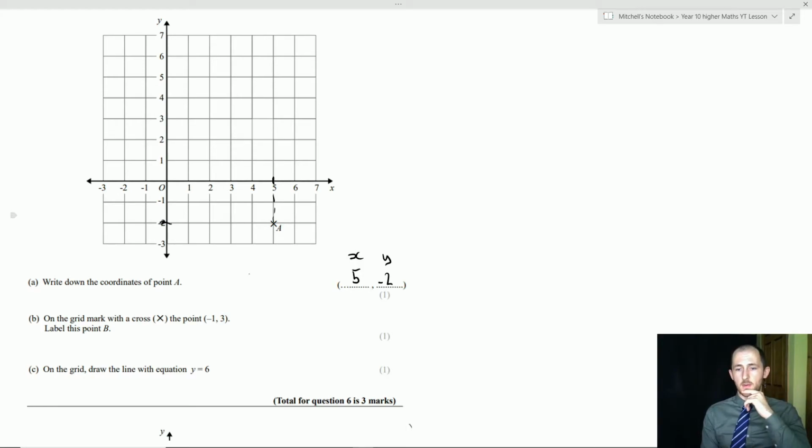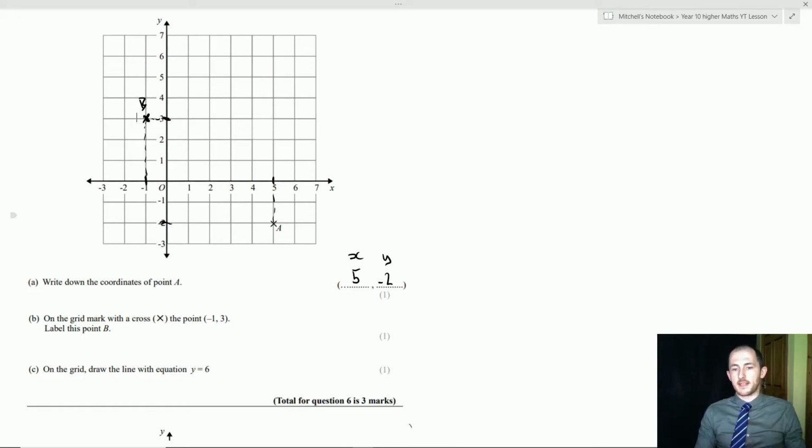So on the grid, mark with a cross the point -1, 3. The way we do this is we look up where -1 is, which is here along the x-axis. Then look where 3 is along the y-axis, which is up here. Okay? So then all we do is draw a dotted line going up from the -1 and across from the 3, and where they meet, we draw our x and we label that with a point B. Okay? So that should be all okay.